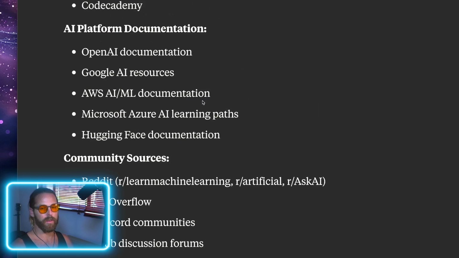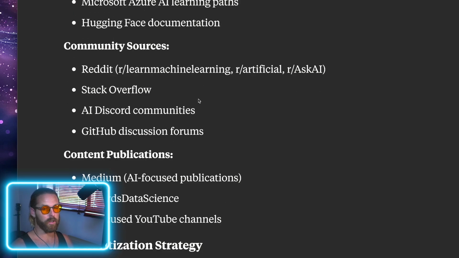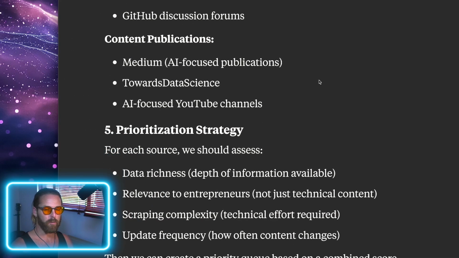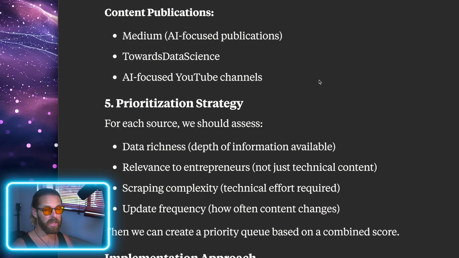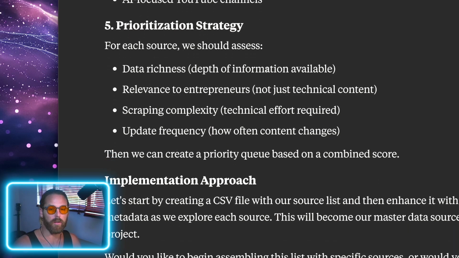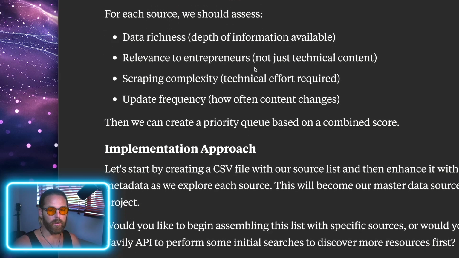Like I don't really like these. Community sources are good. I think those are going to be even more valuable for what I'm imagining here in my head for this vibe build. Content publications, Medium maybe. YouTube channels, definitely, but that's going to be a whole other level of functionality that we're going to have to do later. For each source, we should assess data richness, yes, relevance, exactly.